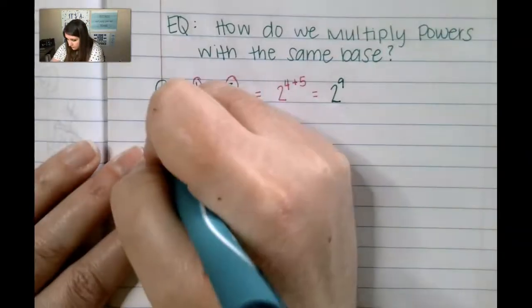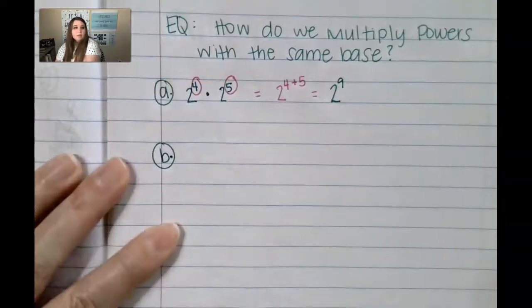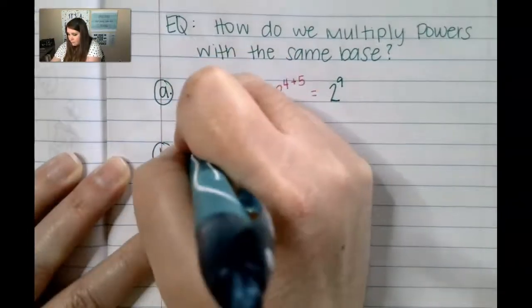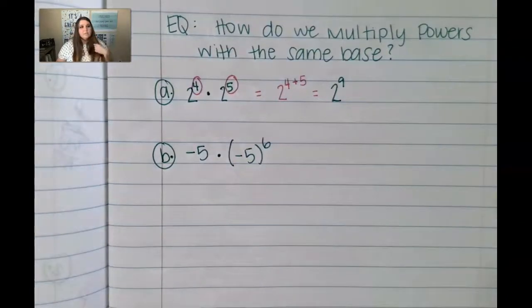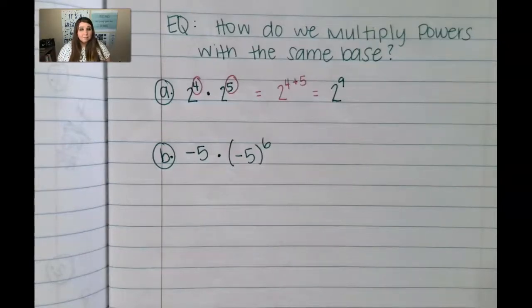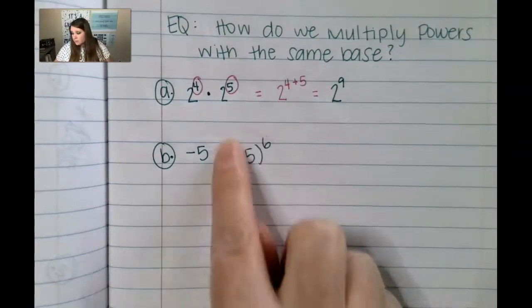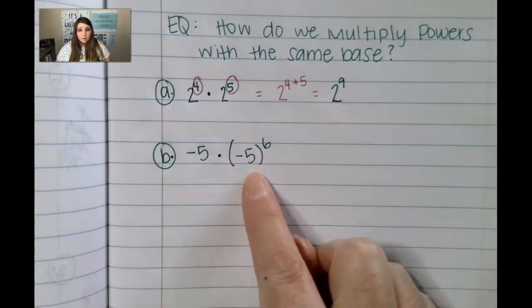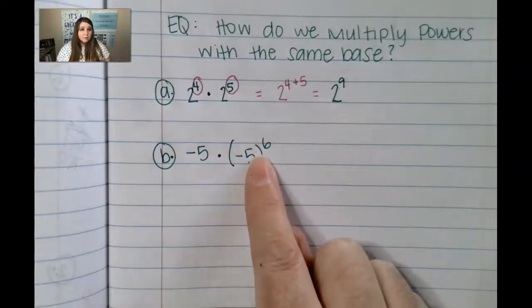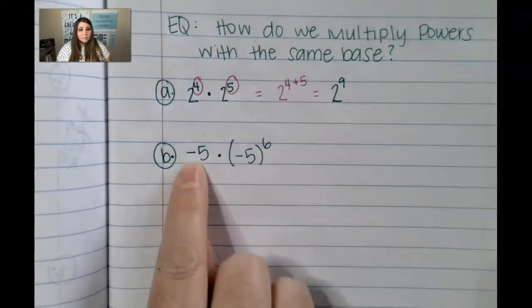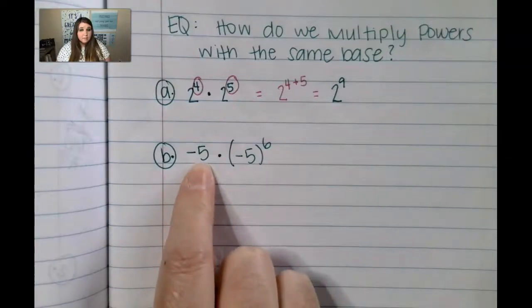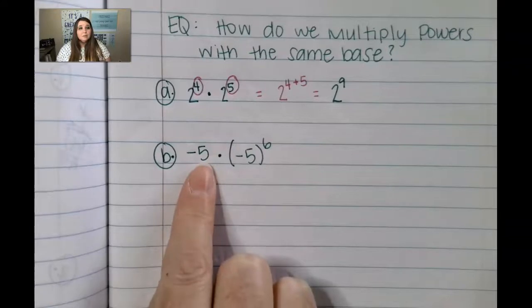Let's look at another example of this property. So example B, I have negative 5 times negative 5 to the 6th power. So the first thing we need to do here is look at our bases. Are the bases the same? In this case, they are. In our last lesson, we talked about the parentheses going around the negative 5 because once you solve it, the negative sign might disappear depending on how many exponents you had. However, this one, we don't have parentheses because it's only one single negative 5.